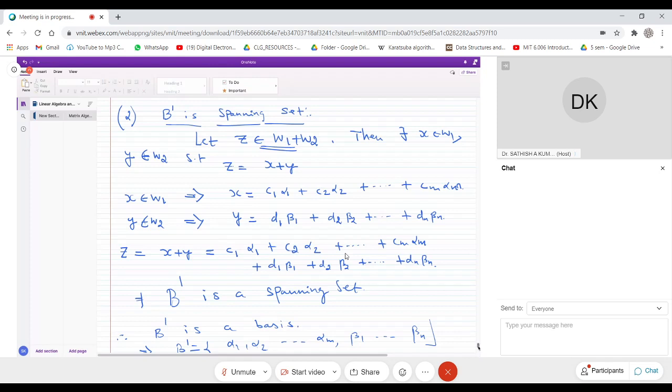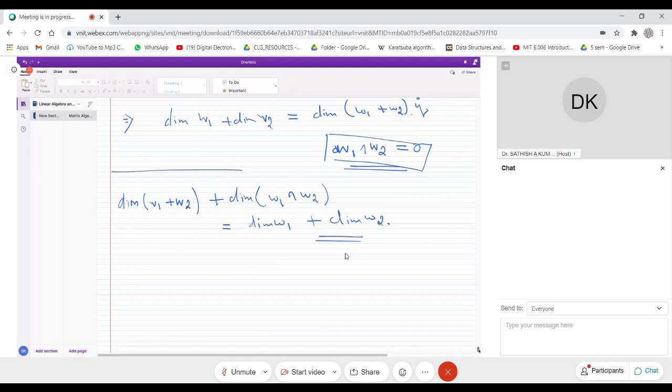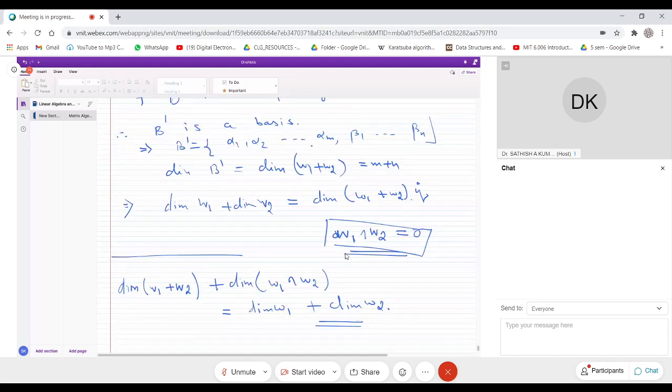So from this analysis, yesterday we have proved that it is a basis, and basis means the number of elements in that is called the dimension. So therefore the number of elements is m and then n, so that is m plus n. So then we have proved that dimension of W1 plus W2 is the same as dimension of W1 plus dimension of W2. Now we'll move further. This is what we have discussed yesterday.